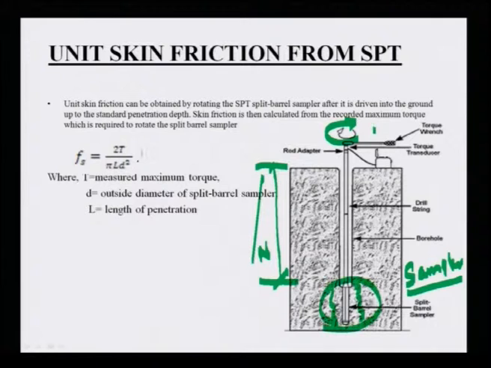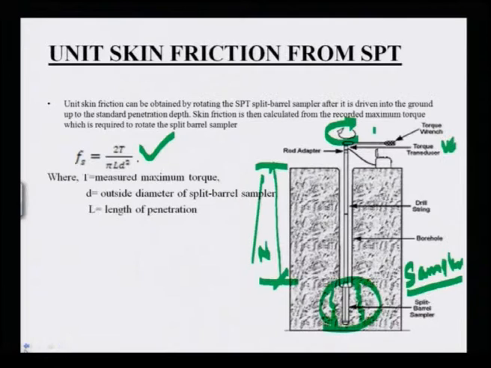Based on that you can find the skin friction: Fs is equal to 2T divided by pi L d squared. T is your measured torque, which you can measure outside to find out how much torque it can take. D is the outside diameter of the split barrel sampler, and L is the length of penetration.